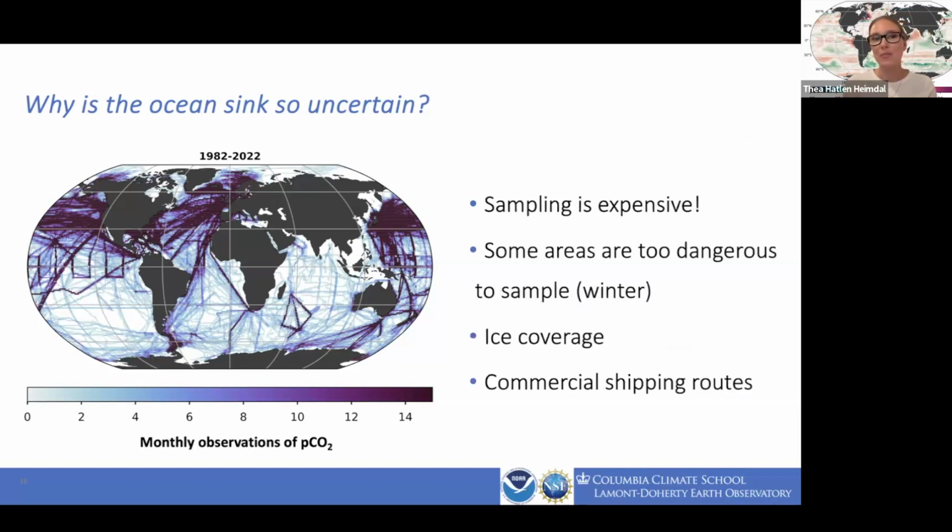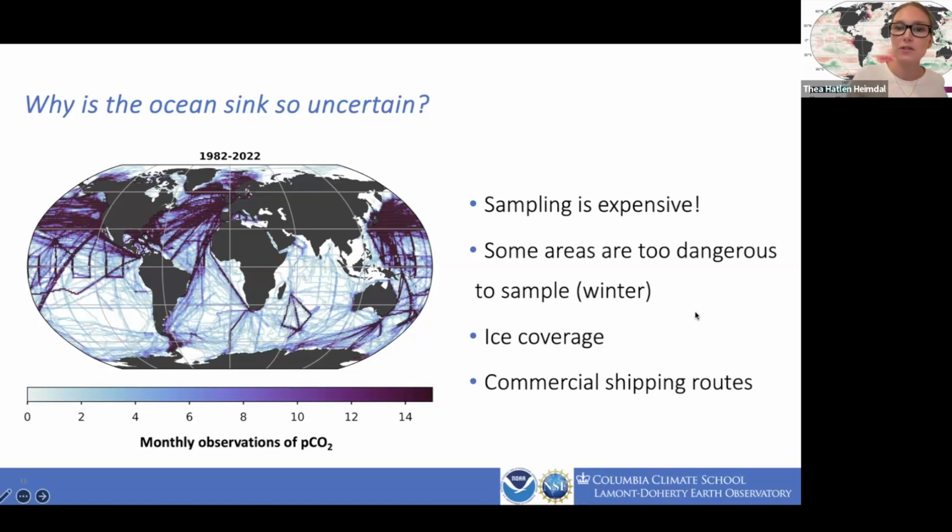Okay, so why is it biased? Why don't we have a lot of observations? There are several reasons. One is sampling is very expensive. Some areas you just cannot measure. It's too dangerous, too harsh conditions, especially in the winter. Some areas of the ocean are covered by ice, so you just can't get there. You can't do measurements. And a lot of these ship measurements in the SOCAT database come from commercial ships. So this is going to depend on commercial shipping routes. And most of them will be in the northern hemisphere because there are more people there and more land.